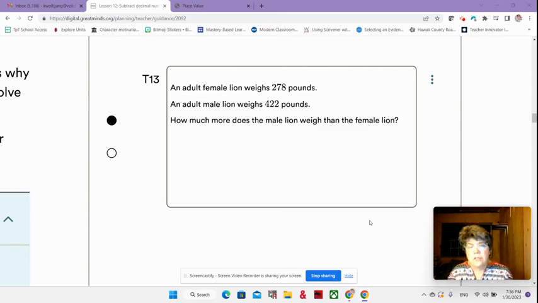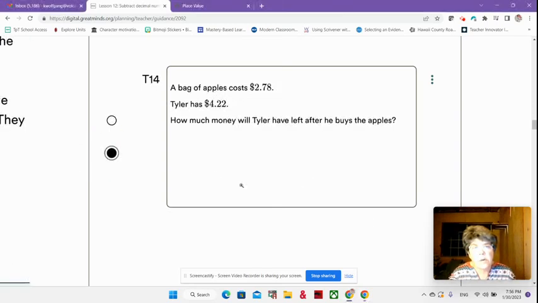Here's our question. An adult female lion weighs 278 pounds. An adult male lion weighs 422 pounds. How much more does the male lion weigh than the female lion? So think about the subtraction problem. Think about how you'd like to solve it. Put it into Edpuzzle for me. Your first Edpuzzle question is, how would you solve it? And your second one is, why would you solve it that way? And then we're going to look at a next question.